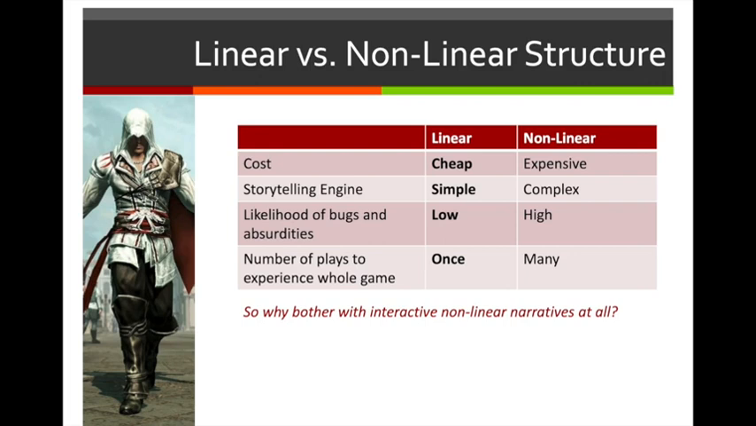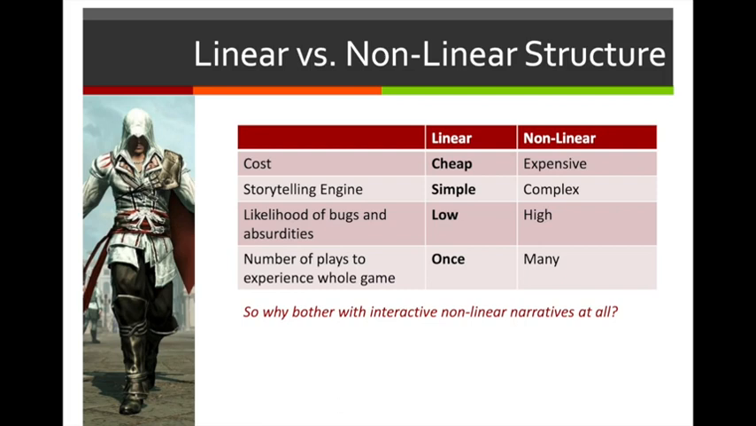So first of all, it's a lot cheaper because every time you have non-linearity and the player can make a choice, you have to create more content for your game. Your storytelling engine is a lot simpler. You just have to keep track of where in the story the player is. You don't have to worry about different branches of the story and keeping things coherent. Non-linear stories are very complex. Because of that, you're very unlikely to come across bugs in linear storytelling or inconsistencies in the story, whereas that's very possible with non-linear stories. And of course, as a player, if the story is linear, then if you play the game once, you've experienced everything the game has to offer. Whereas with non-linear stories, you have to play the game many times.